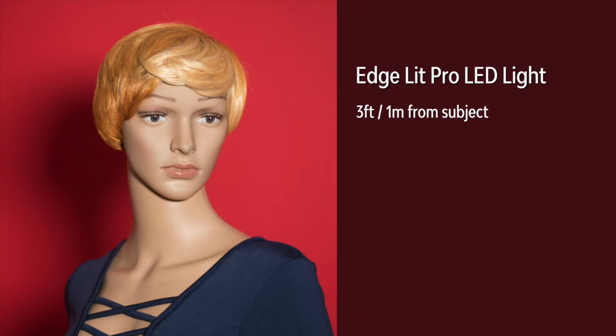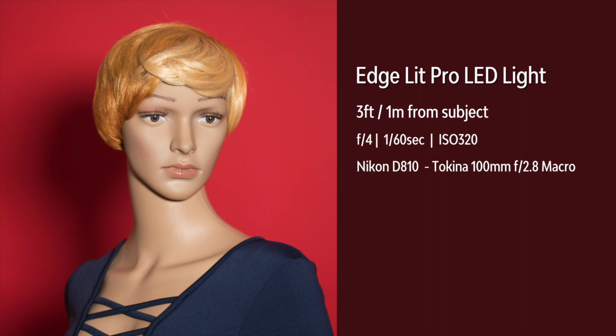Now if you think that this proves the LED light is a bad idea, definitely not. In fact, just the opposite. If I move this edge lit panel to 3 feet from my subject, I have a light source that is broader than my speedlight or studio strobe, and I can shoot at an aperture of f4 at 1/60th of a second at ISO 320.